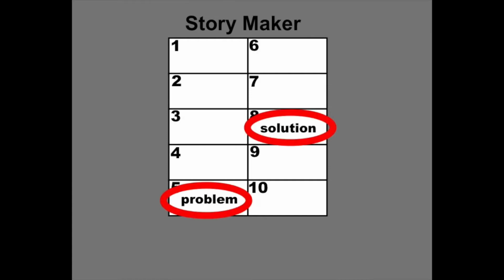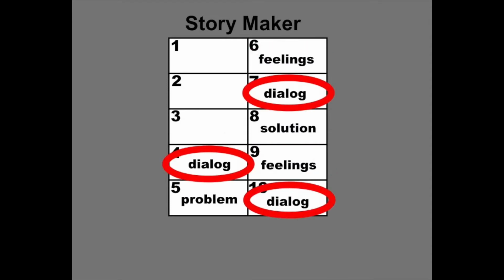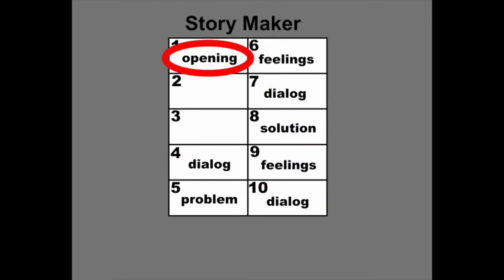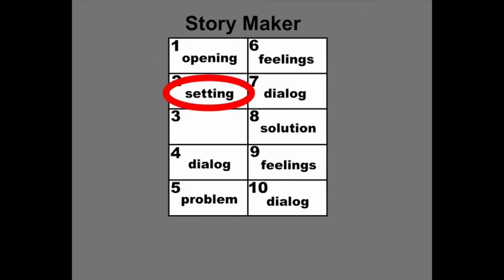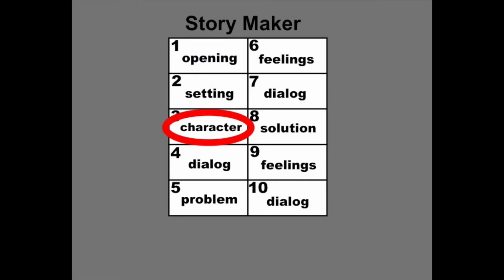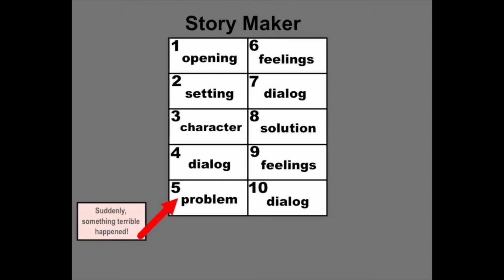10 parts. There is a place for a problem and a solution, each followed by a place for character feelings, 3 places for dialogue, an opening super sentence that tells who, what, where, and when, a setting sentence, and a character sentence. The nice thing about an organizer is that you can jump around. Here's a general example. You can start wherever you want.